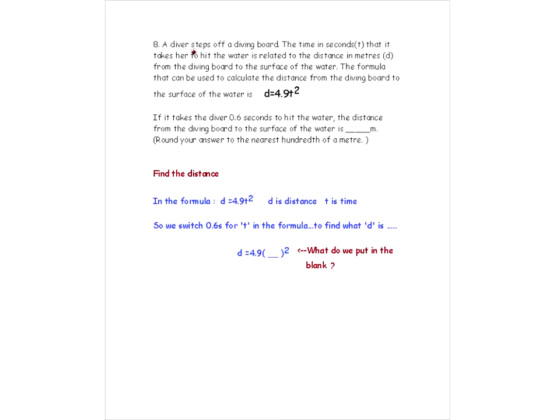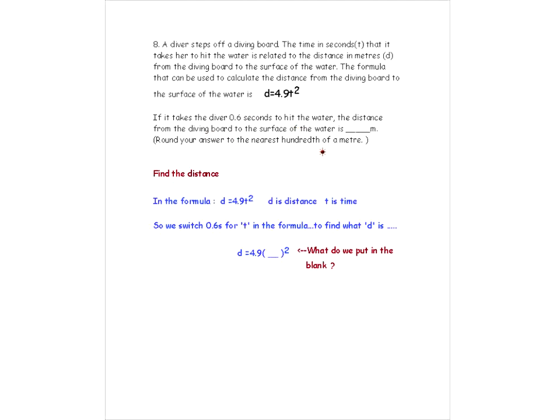All right, so this question says, a diver steps off a diving board, time in seconds it takes her to hit the water is related to distance in meters, which is D, and the formula we use is D equals 4.9 T squared. Okay, so it says it takes the diver 0.6 seconds to hit the water. And what we're needing to find is the distance. Okay, so we know time, we need to find distance.